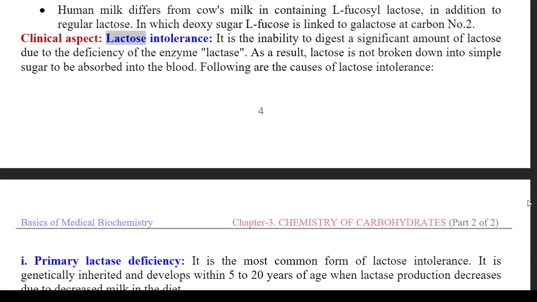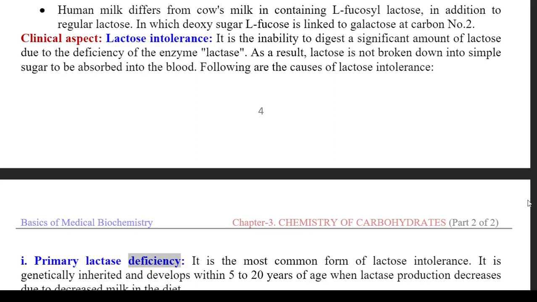Clinical aspect: lactose intolerance. It is the inability to digest a significant amount of lactose due to the deficiency of the enzyme lactase. As a result, lactose is not broken down into simple sugar to be absorbed into the blood. Following are the causes of lactose intolerance.